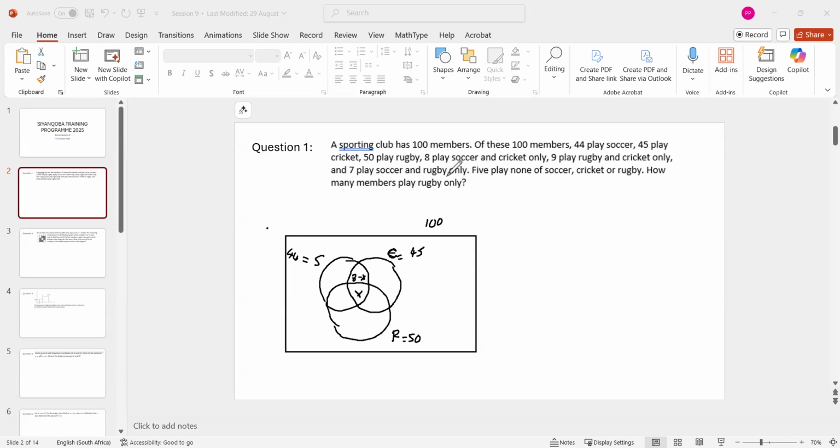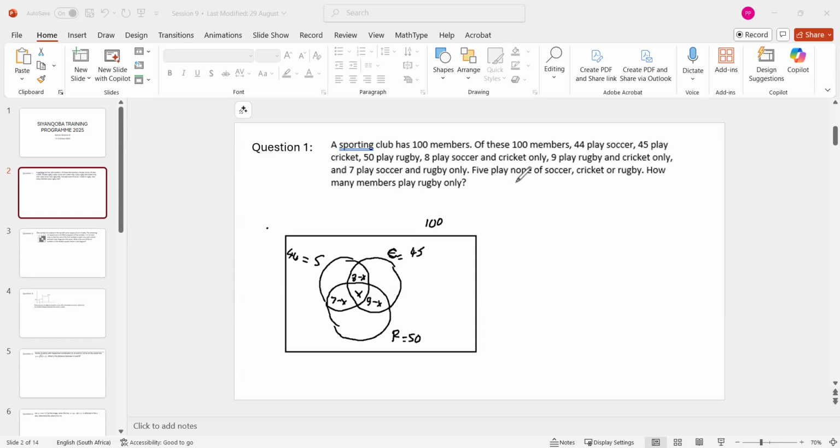Now, likewise, 9 play rugby and cricket only. There's rugby and cricket, and the rugby and the cricket overlap in between here. These are the people who are on the cricket side, they're also on the rugby side, and these people only play these. So there are 9 of them altogether. So this part becomes 9 minus X. Okay. And 7 play soccer and rugby only. So you have 7 who play these two. So this becomes 7 minus X.